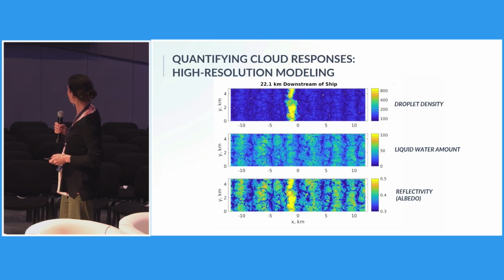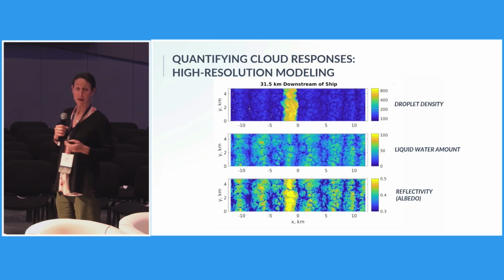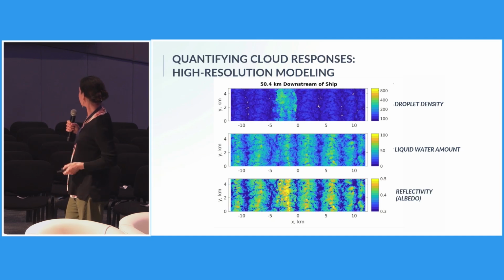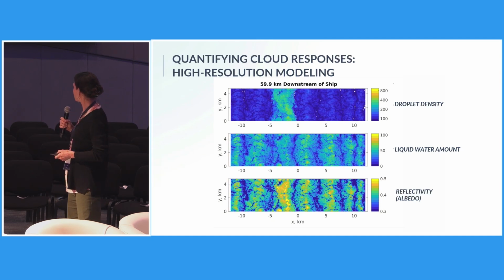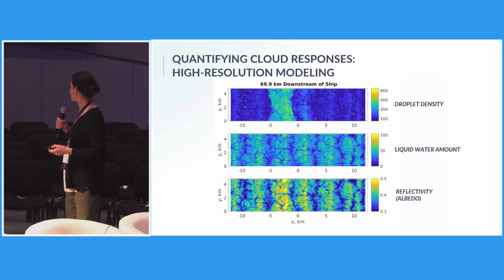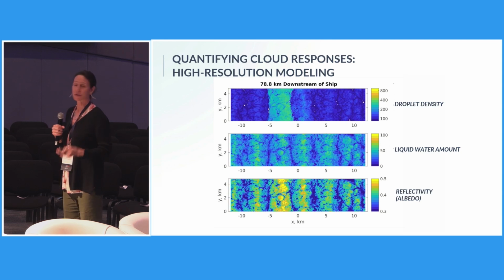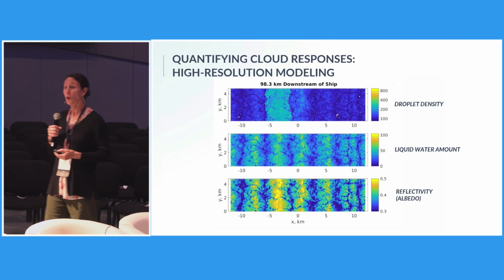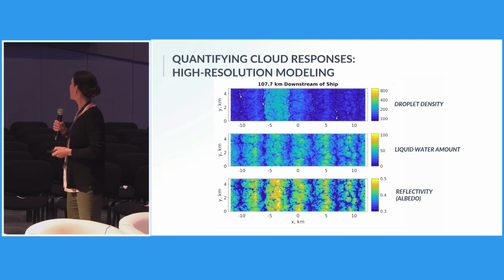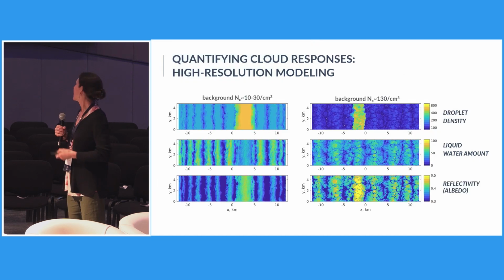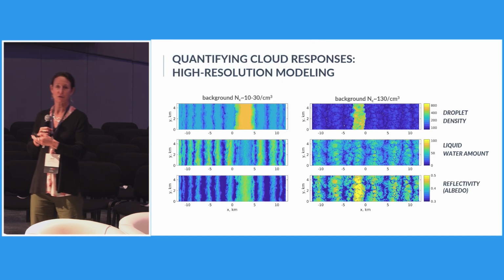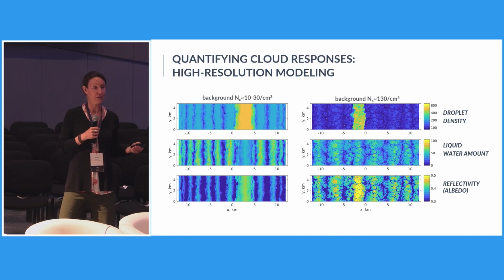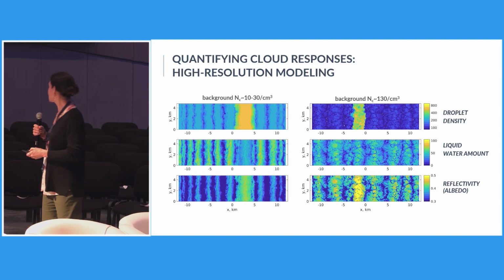You can see in the top panel the change in droplet density if you inject a single plume like you would in a ship track, how the amount of water in the cloud then responds in the middle panel, and then the change in albedo in the bottom panel. This is for one very specific set of conditions. So we can do a whole lot of model runs like this under different conditions, see what the differences in response are, and try to use that to better understand cloud responses to aerosols.